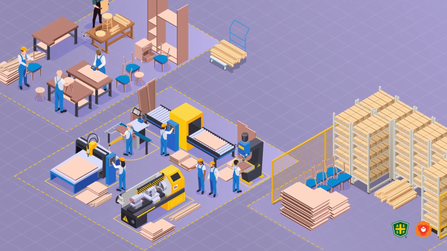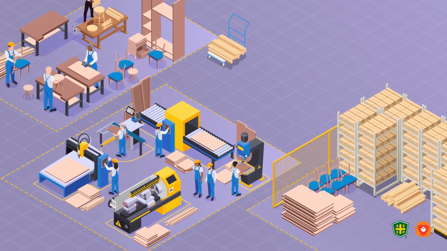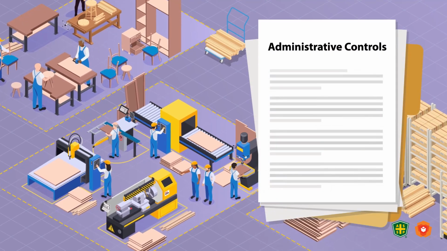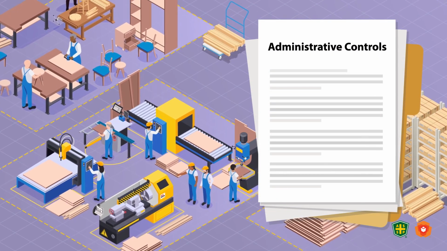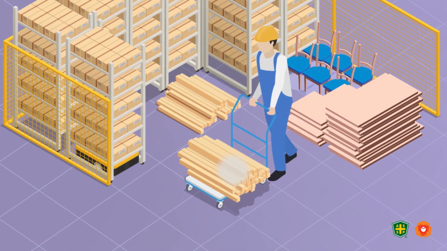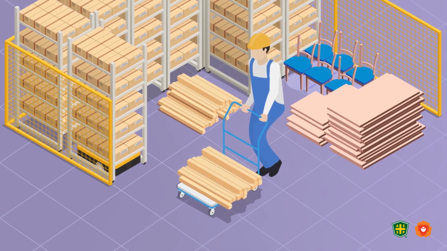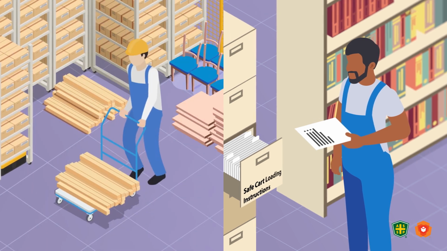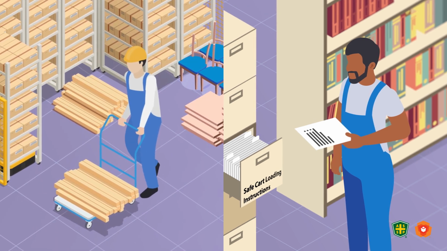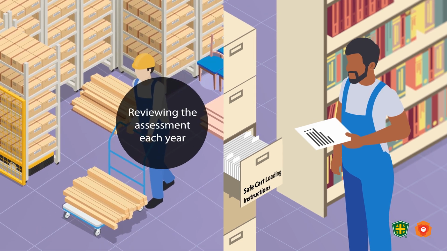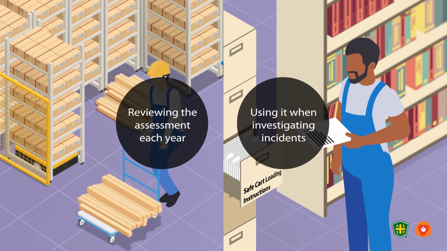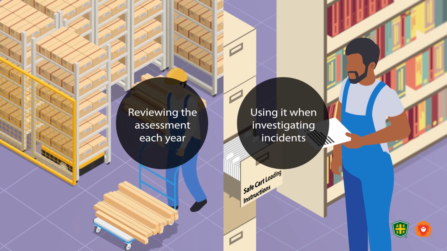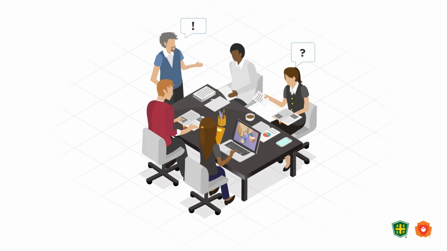Using this diagram, let's go back to the risk level ACME calculated regarding manual pushcarts. The administrative controls in place include limiting the weight of products on the cart and training workers to identify any obstacles or hazards in the pathway. At this time, no additional action is needed to reduce the risk, except reviewing the assessment each year and using it when investigating incidents.